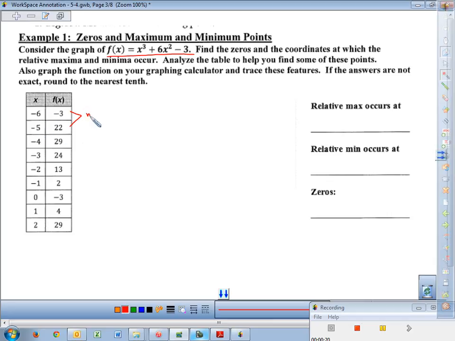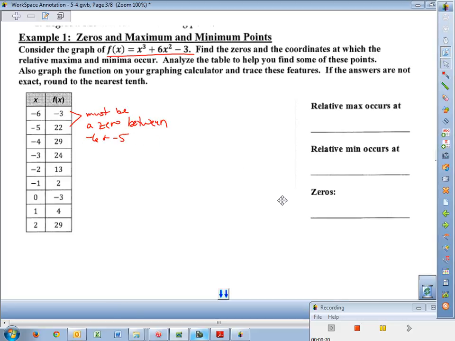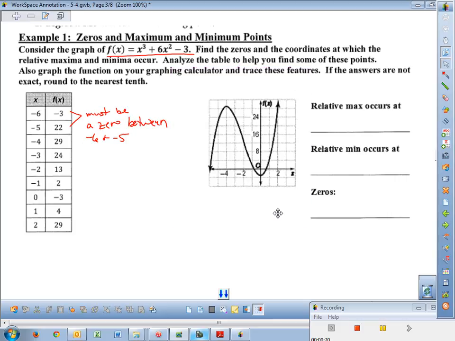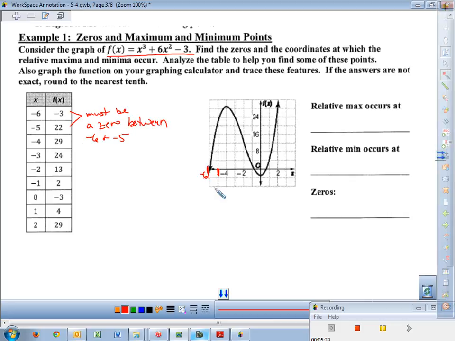So let's put that. There must be a 0 between negative 6 and negative 5. And if you look at our graph, x is negative 6. Well, this is negative 2, negative 4, negative 6 right here, and here's negative 5 right there. Does that thing cross the x-axis between there somewhere? Awesome. See if you can find me another one based off the table alone.